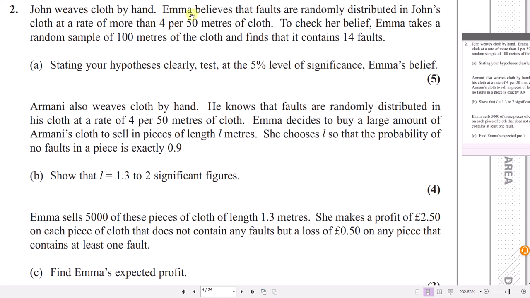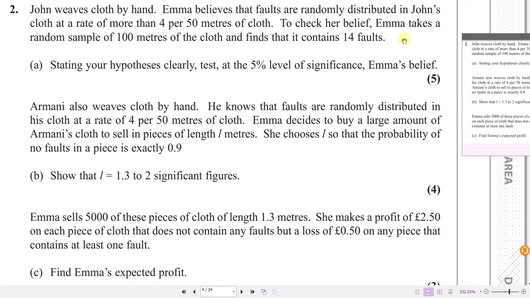John weaves cloth by hand. Emma believes that faults are randomly distributed in John's cloth at a rate of more than 4 meters per 50 meters of cloth. Check her belief. Emma takes a random sample of 100 meters of cloth and finds she contains 14 faults.